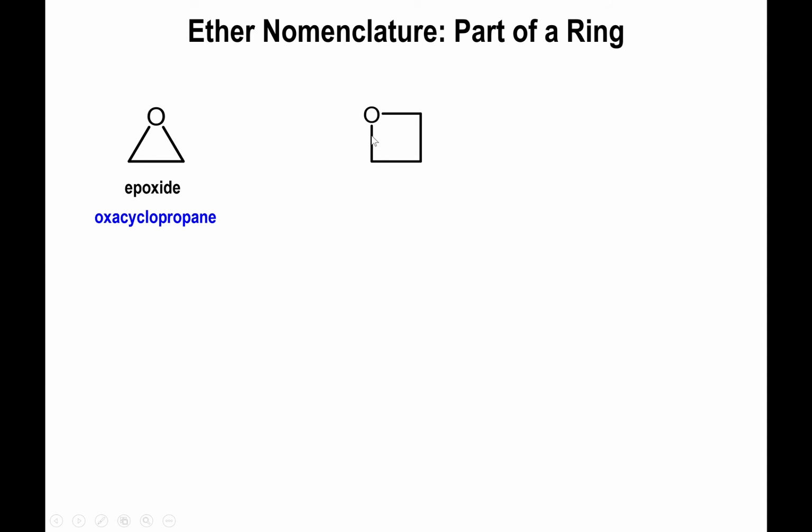And over here we have a cyclobutane type of ring, but one of the carbons is replaced by an oxygen. So we will call this oxacyclobutane. It is also known by its common name of oxetane, much like oxacyclopropane is known by its common name epoxide. All right, then you have here another situation, two oxygens on the cyclobutane type of structure.